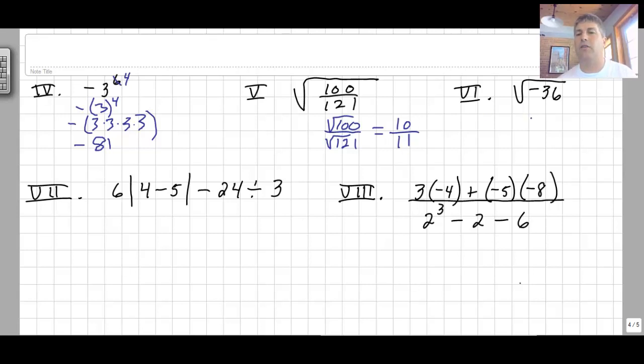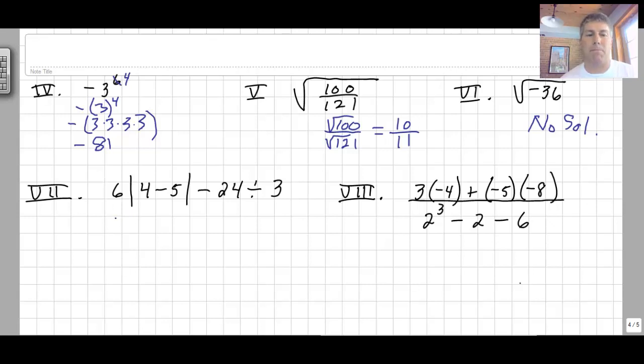Sample problem 6, the square root of negative 36. Well, because we're taking the square root, even though 36 looks like a perfect square, it is, but negative 36 is not. So this one is no solution. Those of you guys that know imaginary numbers will recognize that as being imaginary. Okay?